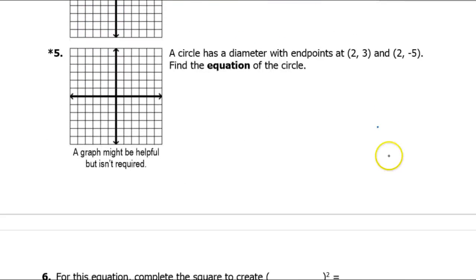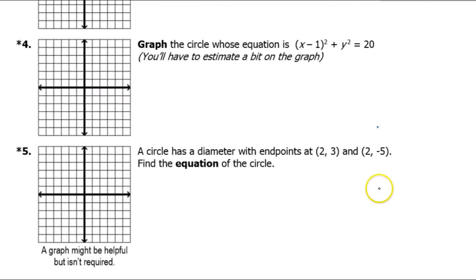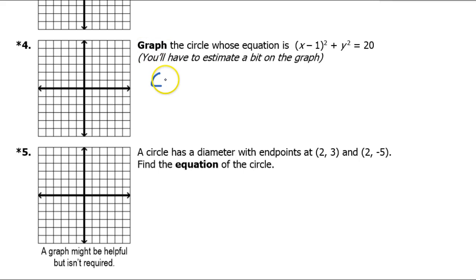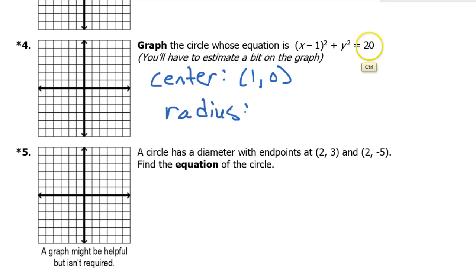Okay, looking at problem number 4. I can tell that the center is going to be 1 comma 0, the opposite of the negative 1, so I put positive 1. And because it's y squared, there's no number there. That means it's a 0. Now the radius. 20 is the radius squared. So the radius is going to be the square root of 20.